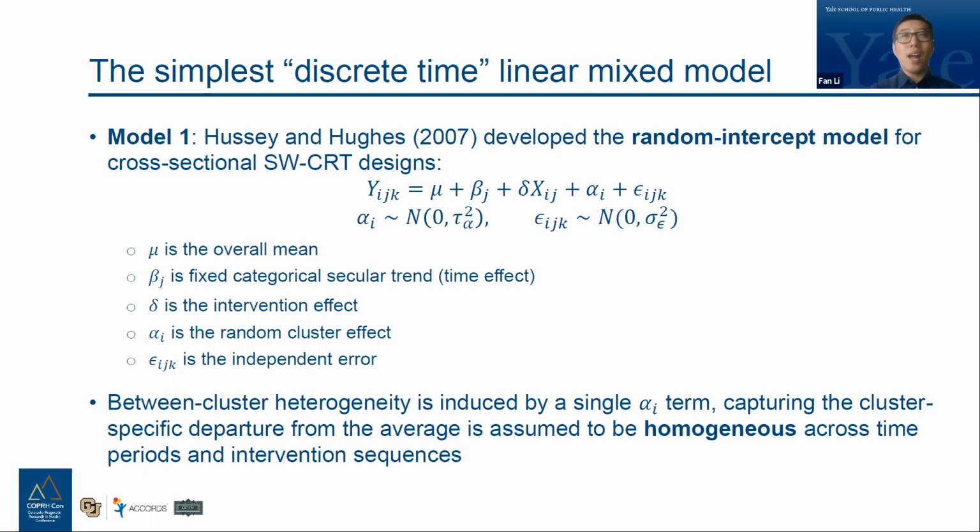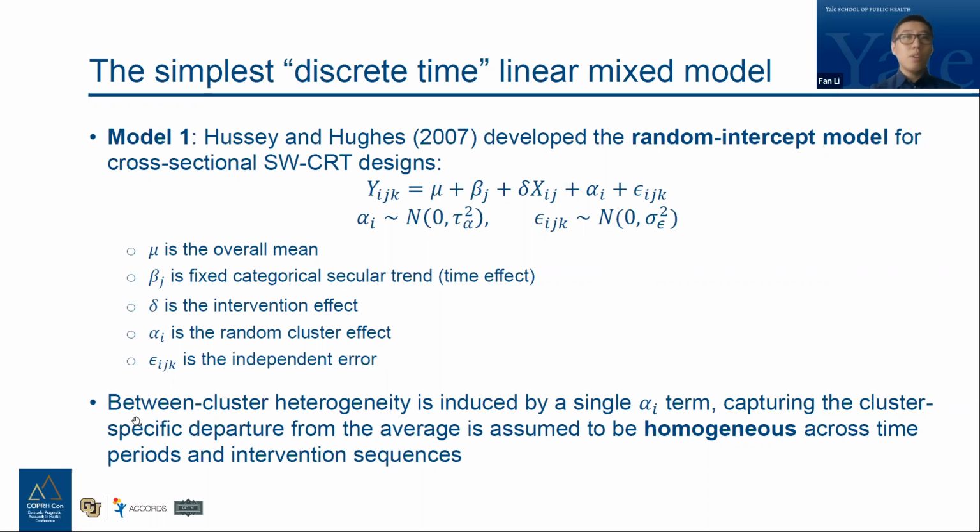j from cluster i, is equivalent to an overall mean term mu plus the fixed categorical secular trend describing the time effect, as well as a time-adjusted overall intervention effect delta, where Xij here describes the intervention status of cluster i in period j. Alpha i here is a common random cluster effect for individuals in the same cluster, and then the error term is an individual level independent error.